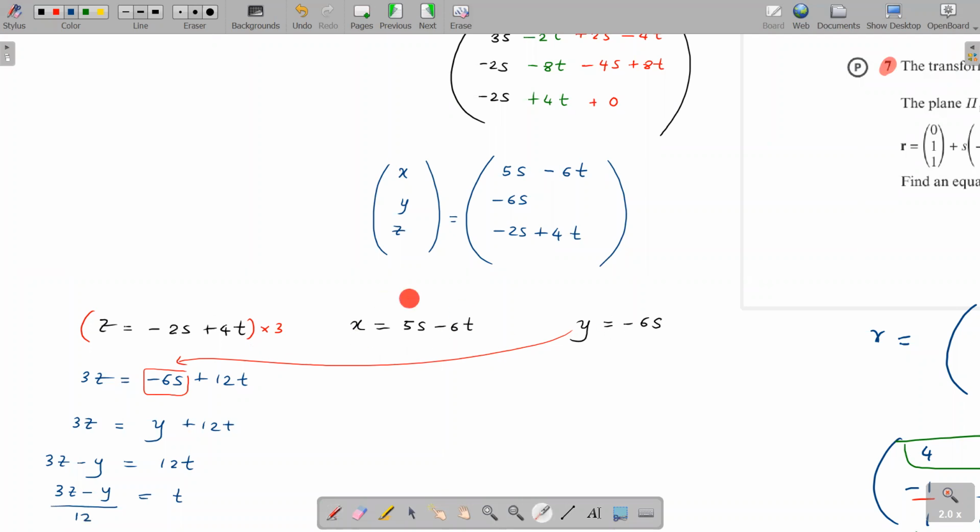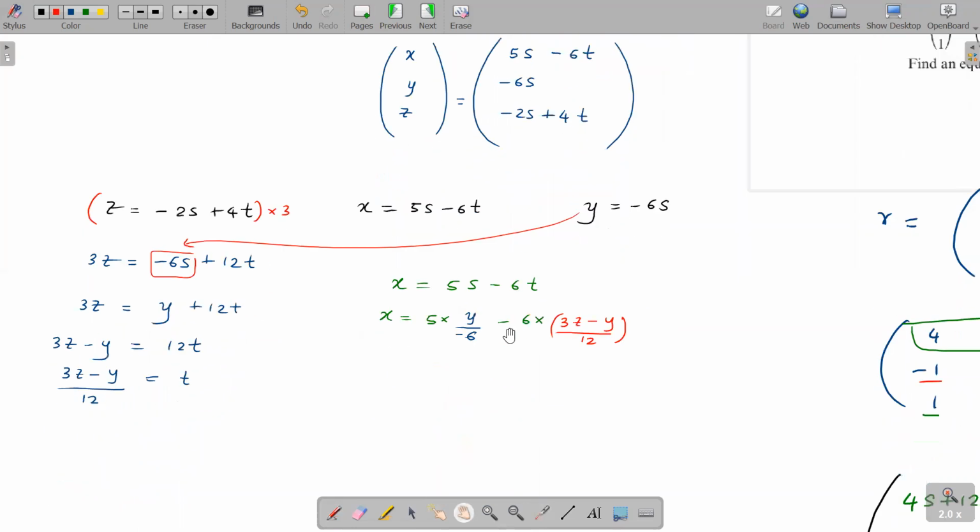The only one I didn't use is the middle one. So let's use the middle one. X equals 5S minus 6T. Shall we substitute? X equals, who is S? 5 times, let's replace the S value. S is Y over minus 6, right? And then minus 6 times, who is T? We just found out T is 3Z minus Y over 12. So this is how it generally works. The plane is transformed to a plane. So this gives us, now you can see I have completely eliminated S and T. I have an equation in terms of only Z, X and Y. Okay, so the equation, let's simplify.